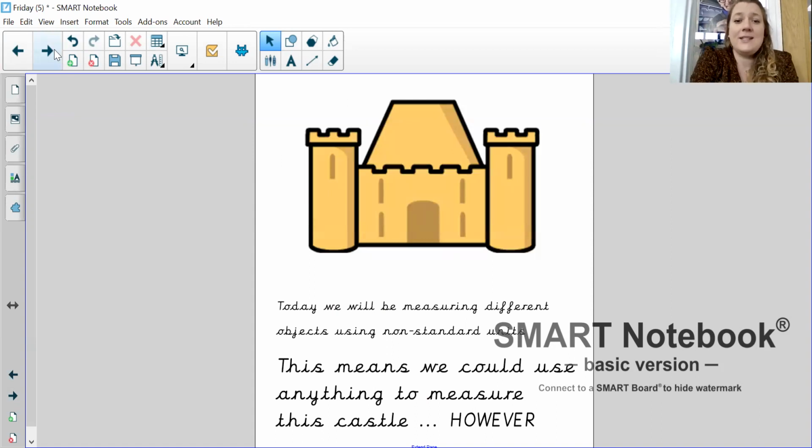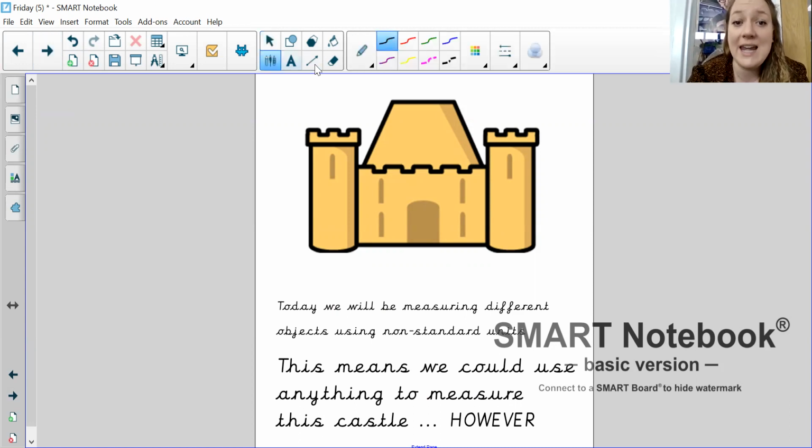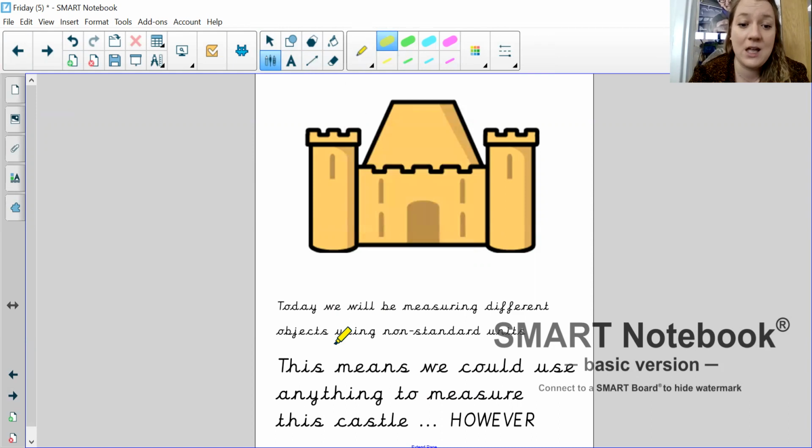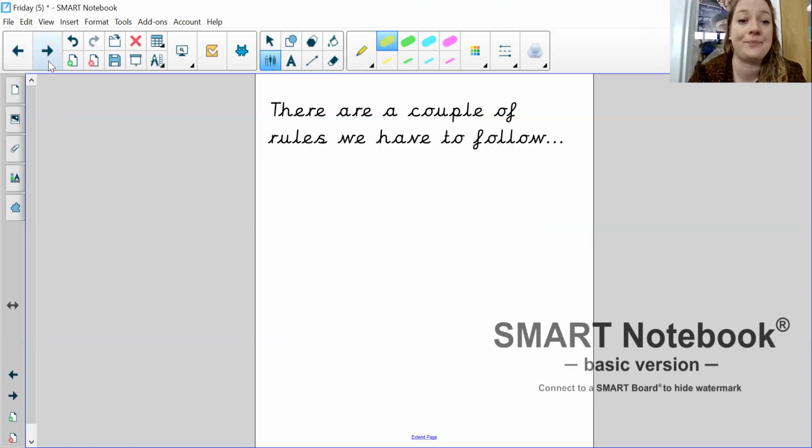So it says today we'll be measuring different objects using non-standard units. This means that we could use anything to measure with. So it doesn't necessarily have to be a ruler or a tape measure or anything like that. We can use anything we like to measure these objects. However, there are some rules and these are very important.